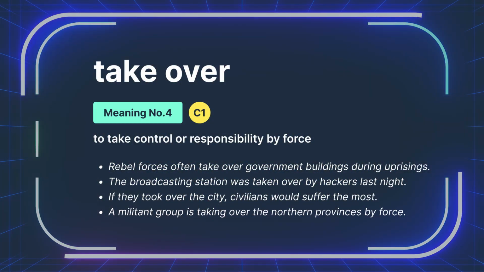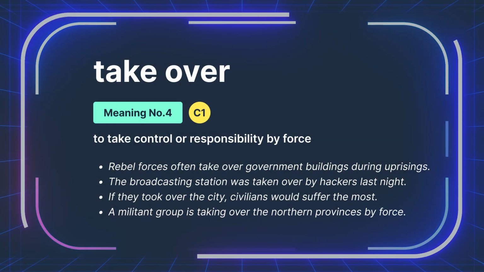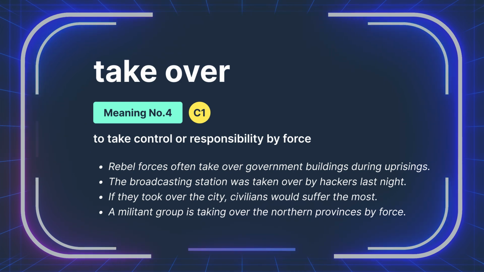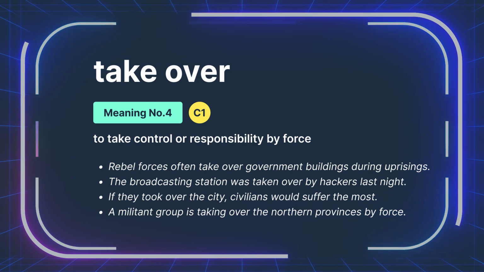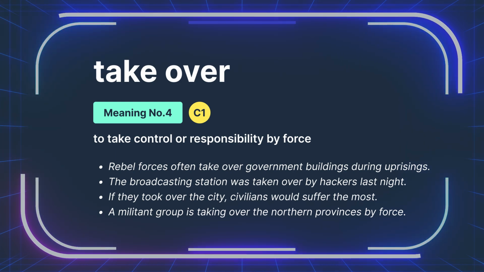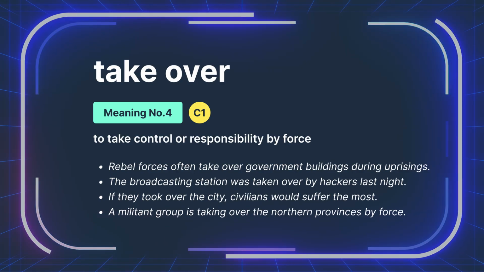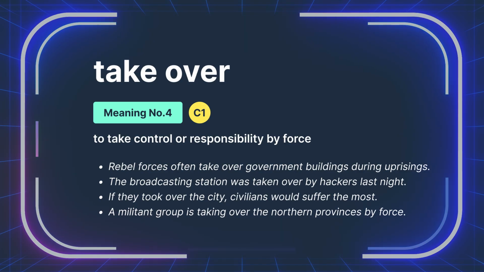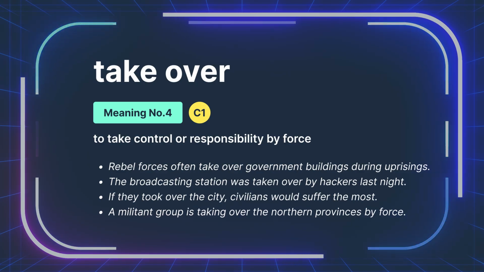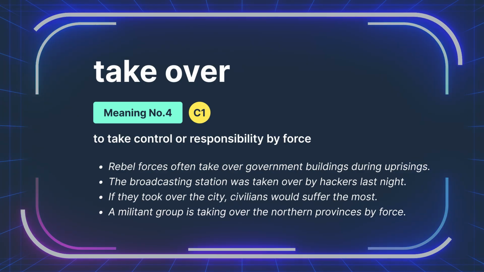Okay, so if meaning 1 is the friendly handover, the polar opposite must be force. Meaning number 4. This is C1, also common: to take control or responsibility by force. How do we signal that massive shift in dynamic just using grammar? That's where context is vital, obviously, but the passive structure often becomes really important. This meaning is about seizing something, a position, an organization, maybe a location, without any permission.